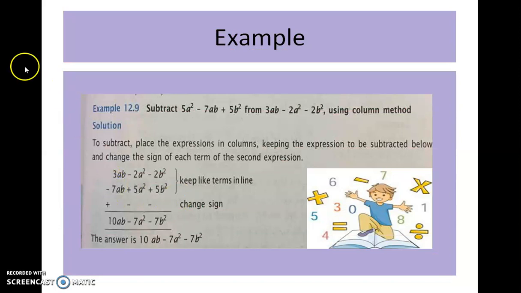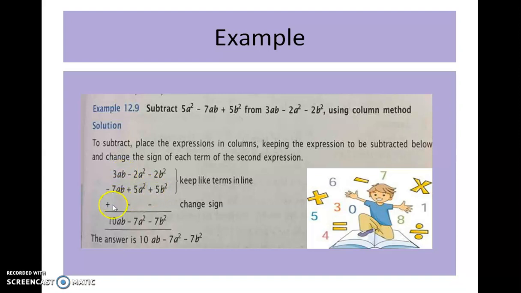Now you can see I have arranged the terms one below the other. 3a square minus 2a square minus 2b square, minus 7ab plus 5a square plus 5b square. The term was written as such as it is in the question. Now this extra step, minus will become plus, plus will become minus, and this plus will become minus. Now we will forget the signs which the expression was carrying originally, and we will follow the new signs.